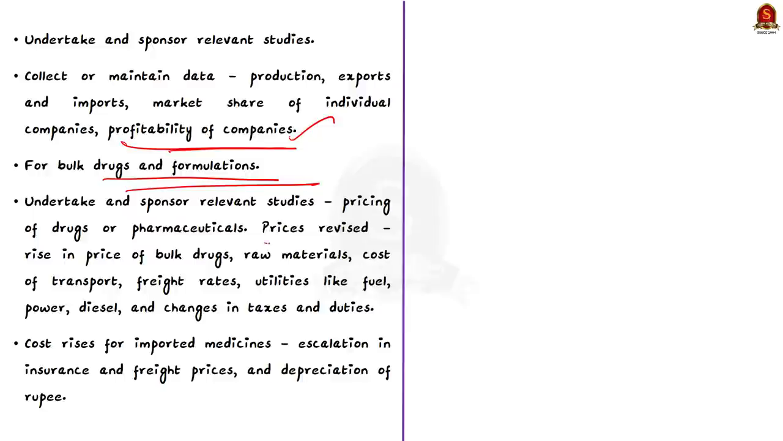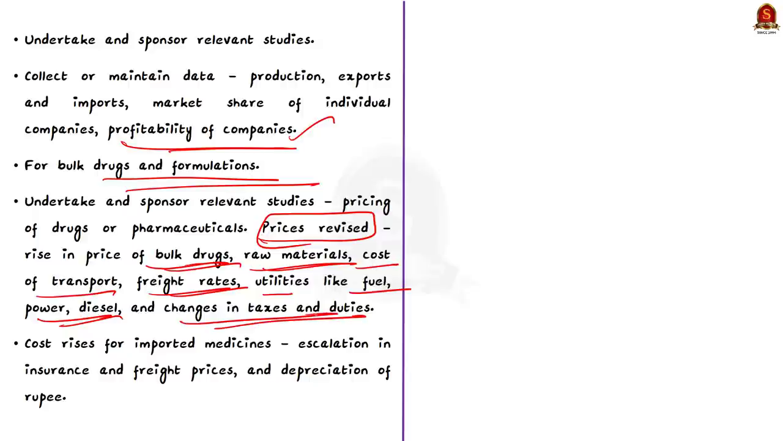See, the prices are revised when there is a rise in the price of bulk drugs or raw materials, or even the cost of transport, freight rates or utilities like fuel, power, diesel, and changes in taxes and duties occur. See, the cost also rises for imported medicines. This happens with the escalation in insurance and freight prices and also with the depreciation of the rupee.